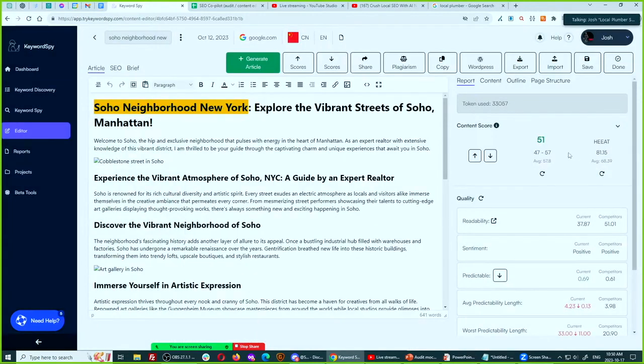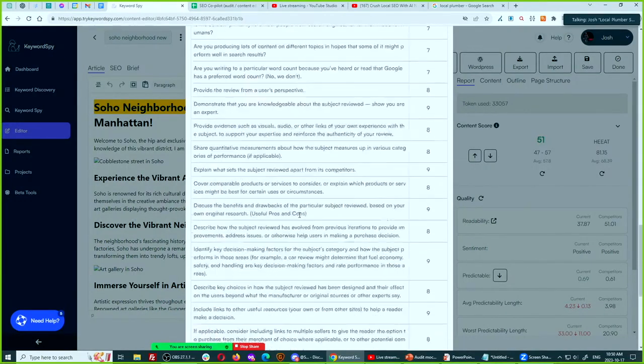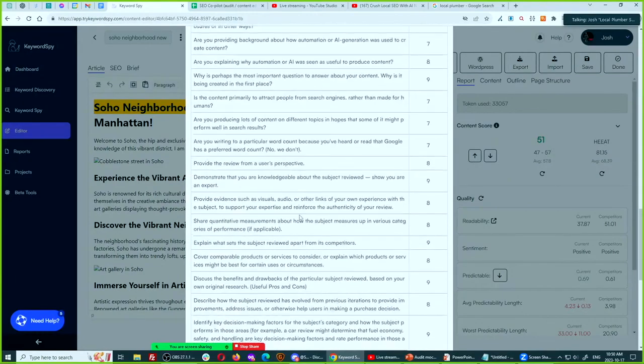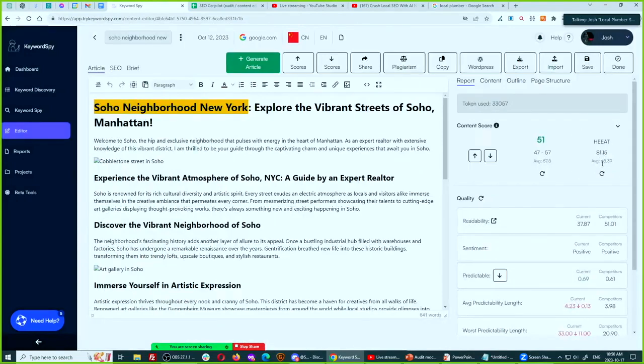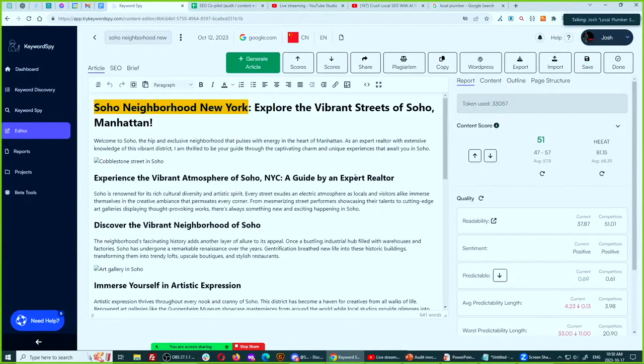We are the only AI that has a heat score that works like this, that asks the actual questions that Google asks, like, I don't know, there's a good 30, 40, 50 questions here. It asks you all these questions and it gives you a general score out of this and also scores your competitors. So you know that you are more helpful than them and you know that you have a better article than they do, quite frankly.